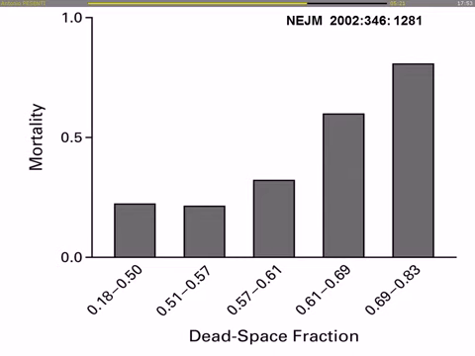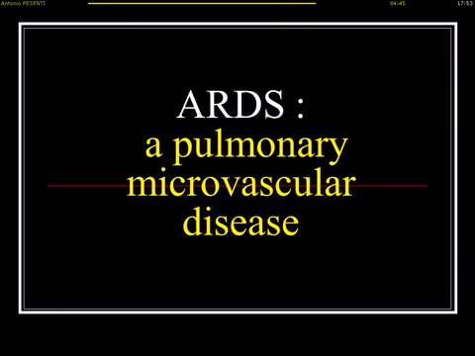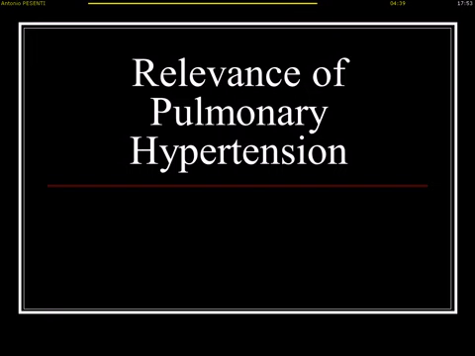Dr. Vieillard-Baron showed you data that correlated pulmonary artery pressure to mortality. The higher the pulmonary artery pressure, the higher the mortality. Pulmonary artery pressure comes from the fact that we have occluded vessels. Occluded vessels means increased dead space. This is the same slide with dead space instead of pulmonary artery pressure. The higher the dead space, the higher the mortality. So ARDS is not just a hypoxic disease, it's a pulmonary microvascular disease.